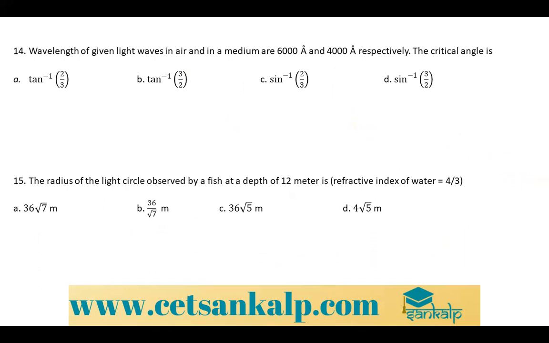So next problem. Wavelength of given light waves in air and in medium are given. Okay, so you know that sin C is equal to 1 divided by mu m with respect to a, so you can write it as 1 divided by mu m divided by mu a. So it is nothing but mu a divided by mu m.